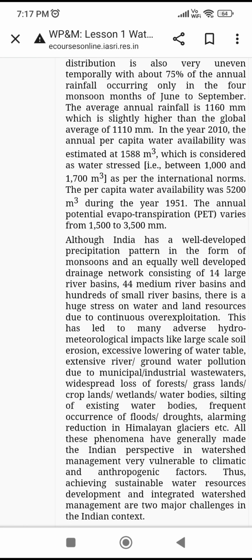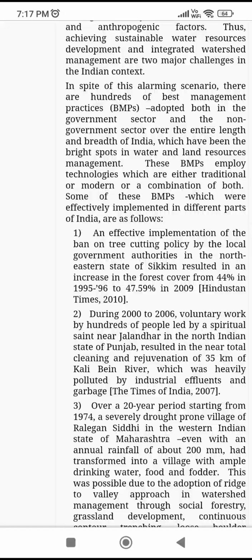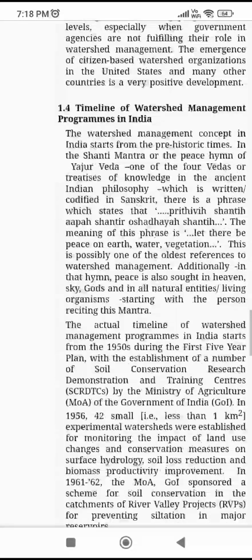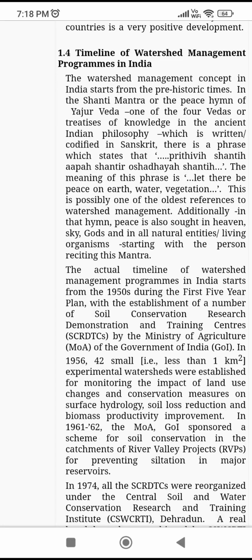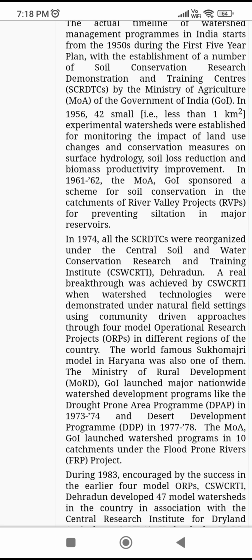Remember this, the full forms. PET stands for potential evapotranspiration. Then Soil Conservation Research Demonstration and Training Centers, SCRDTC, by the Ministry of Agriculture, MOA, of the Government of India, GOI. So remember these full forms in case they ask.